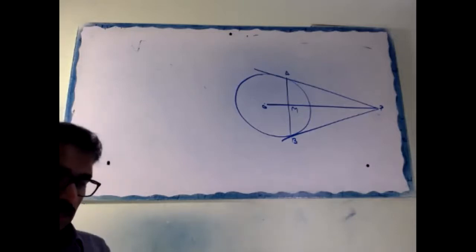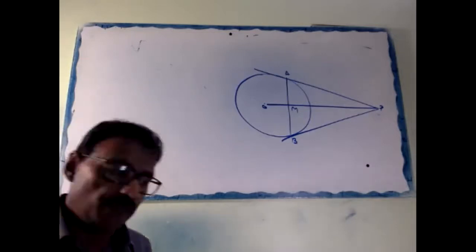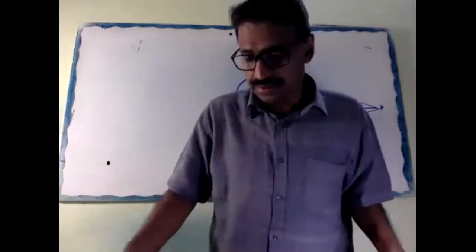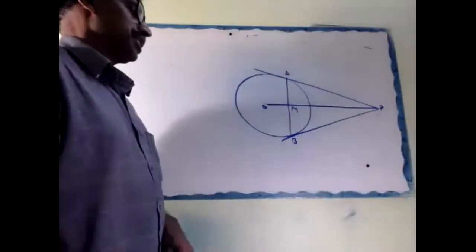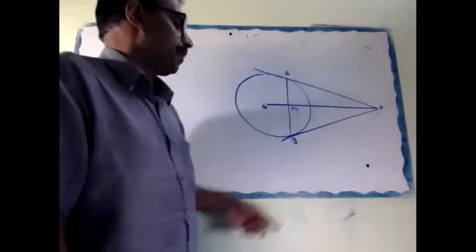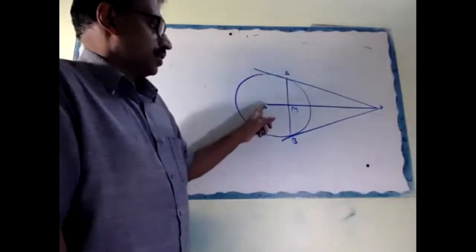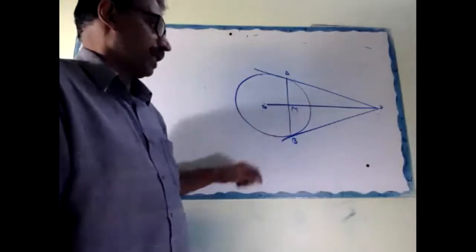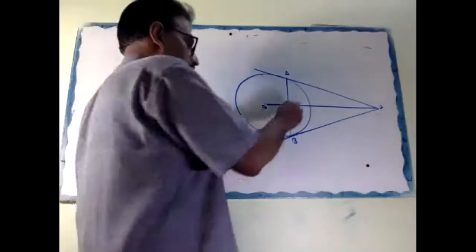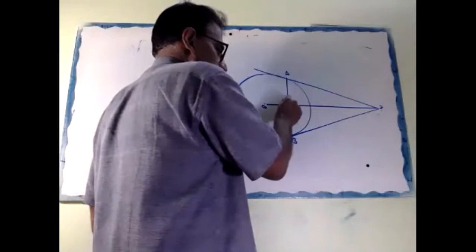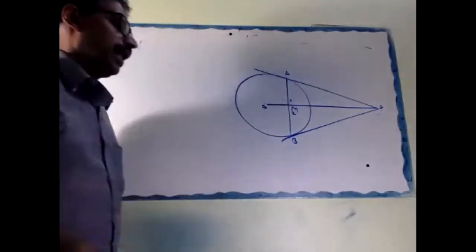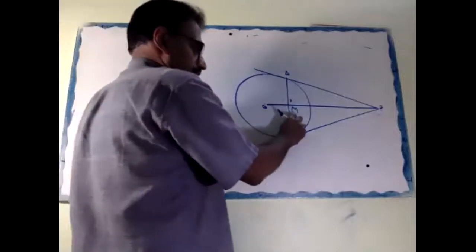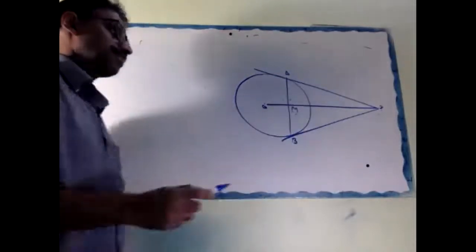So look at here. What you have to show here? Don't write. We have PA and PB tangents. To show that OP is the perpendicular bisector of AB means angle 1 equal to angle 2, equal to 90 degrees, and AM equal to MB. Listen here, don't write now.